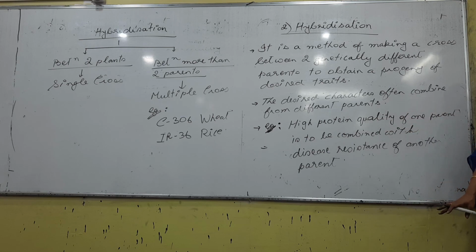ঠিক আছে, এইবিলাক মুখস্থ নকৰিবা. Why have I given the examples? Just to show that by multiple cross we have made an improved variety of wheat or improved variety of rice, right? So কিবা doubts আছে নেকি?